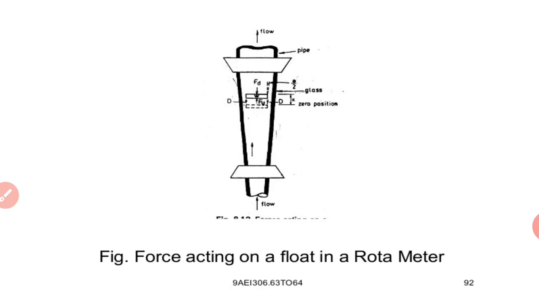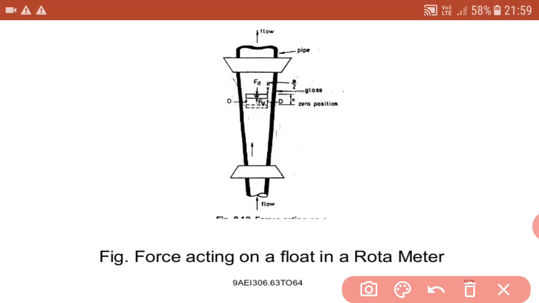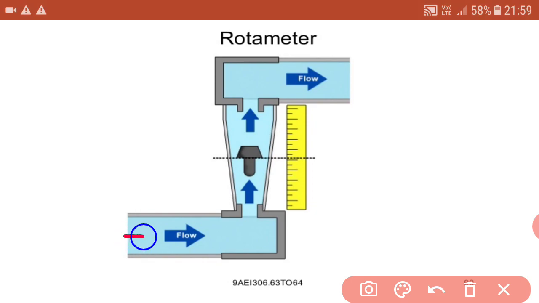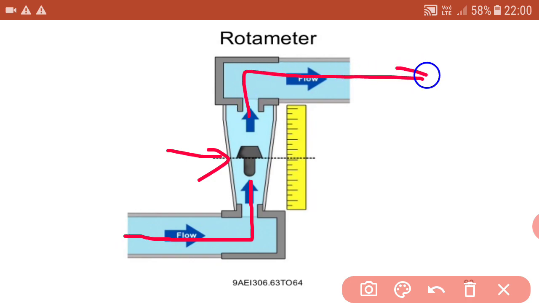We can see different dimensions in this figure. This is the zero position, this is the diameter. So these are the dimensions of this rotameter. This is also one arrangement of a rotameter. Here the flow is from here to here. This is the float, and the fluid will flow in this direction.